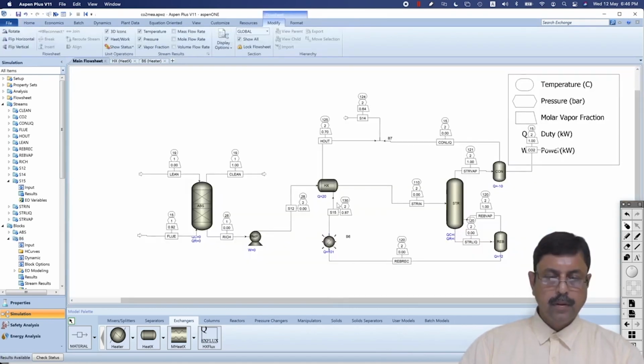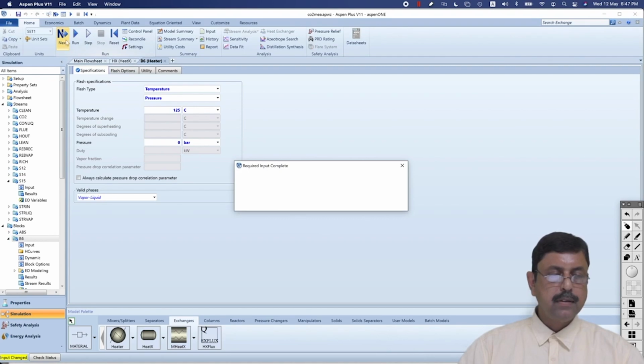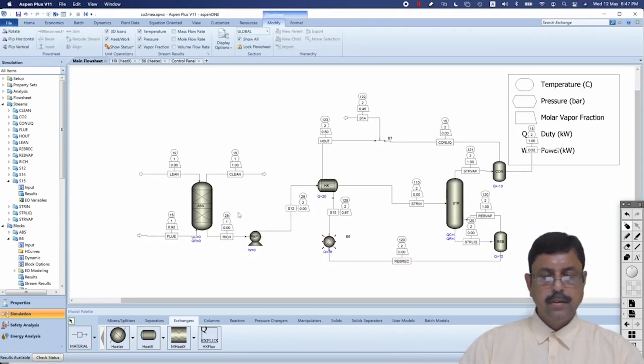Okay, so you can see that it has come to 70% of vapor fraction. So we can still decrease the temperature, say to 125 degrees centigrade, and run it once again. Okay, so now it has almost come to the level.